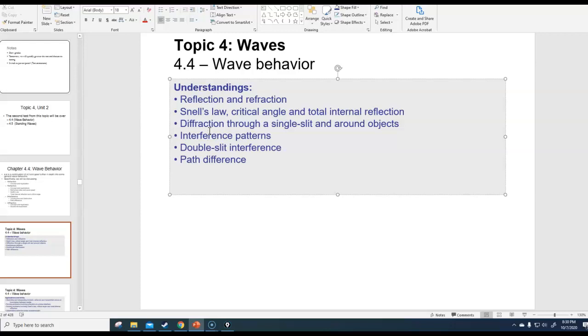Those we'll talk about more in the next 2 videos, especially refraction, which has to do with Snell's law. The idea of critical angle and total internal reflection has some really interesting applications that we'll go through later on. Then diffraction through a single slit and around objects. Interference patterns. We briefly mentioned the word interference before, but we'll go into more detail later on. Double slit interference. And then the concept of path difference, which mathematically speaking is going to be responsible for the types of interference that we see.